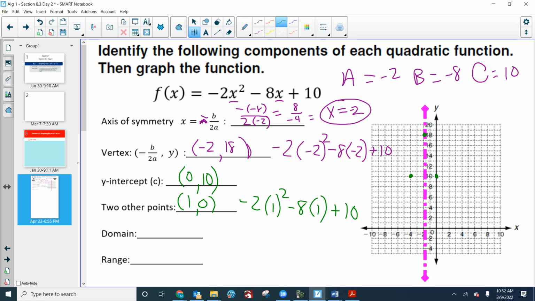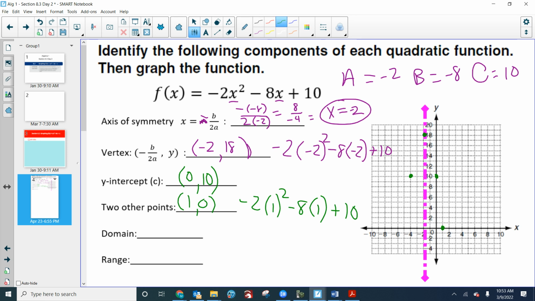That is correct. Now, do we have to plug in another value for x to get my other point? No. Let me show you why. Let's go to 1, 0. Does that look right? Yeah, it looks right.